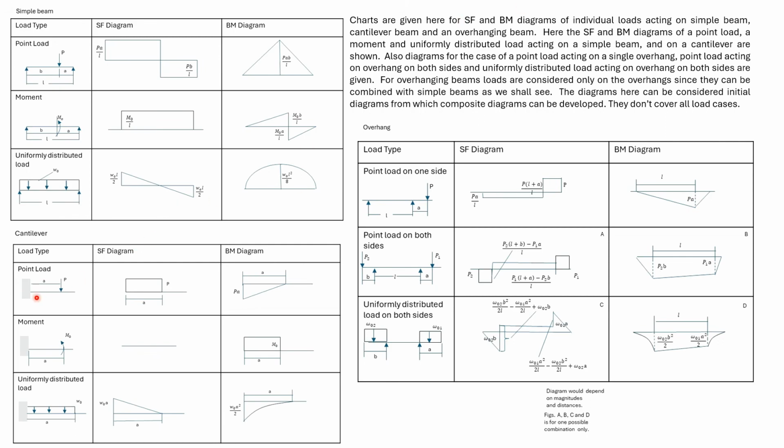Here we have a point load acting on a cantilever at a distance a. The shear force will be constant for the distance a. The bending moment would be negative and increase linearly. It will be Pa at the joint of the cantilever.